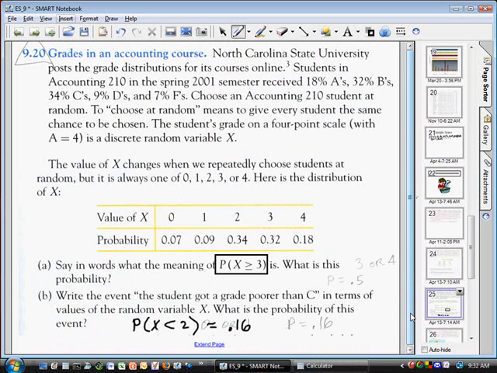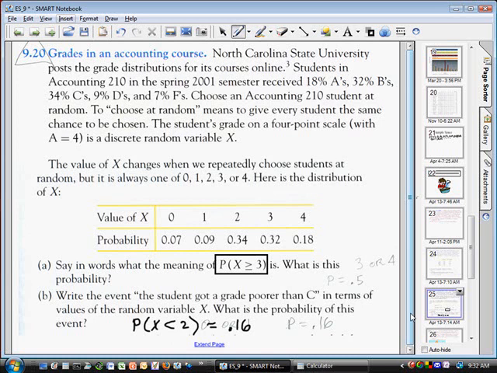Yeah, stop me if you have any questions on these. Number 20, grades in an accounting course. So this one is found bottom of 238, top of 239.